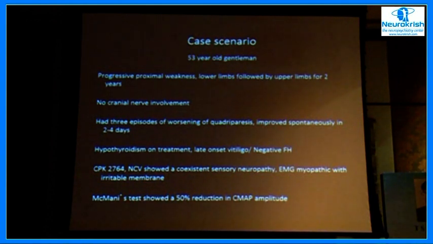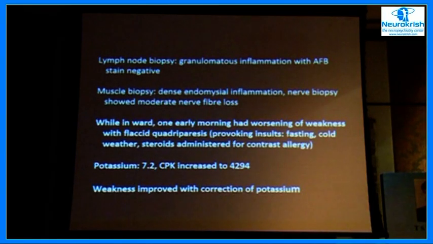McManis showed a 50% reduction in the CMAP amplitude. Lymph node biopsy showed granulomatous inflammation with AFB stain negative. Muscle biopsy showed features of dense endomysial inflammation, and nerve biopsy showed moderate nerve fiber loss. While in the ward one early morning, he had worsening of weakness with flaccid quadriparesis with provoking insults in the form of fasting, cold weather, and steroids administered for contrast allergy. Potassium was 7.2 and CK increased to 4,294, and weakness improved with correction of potassium.